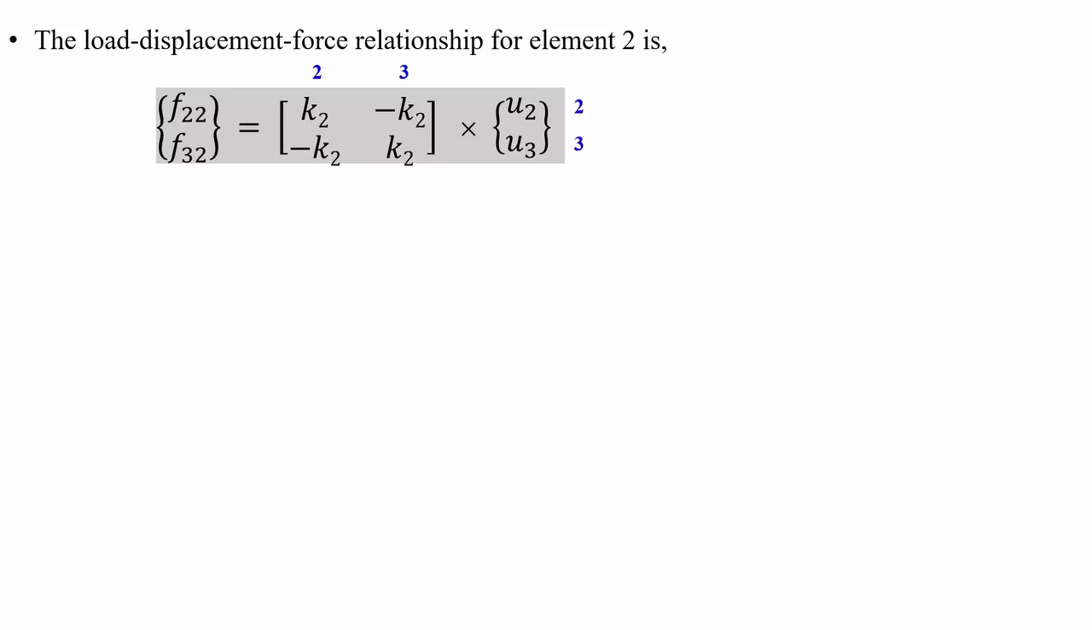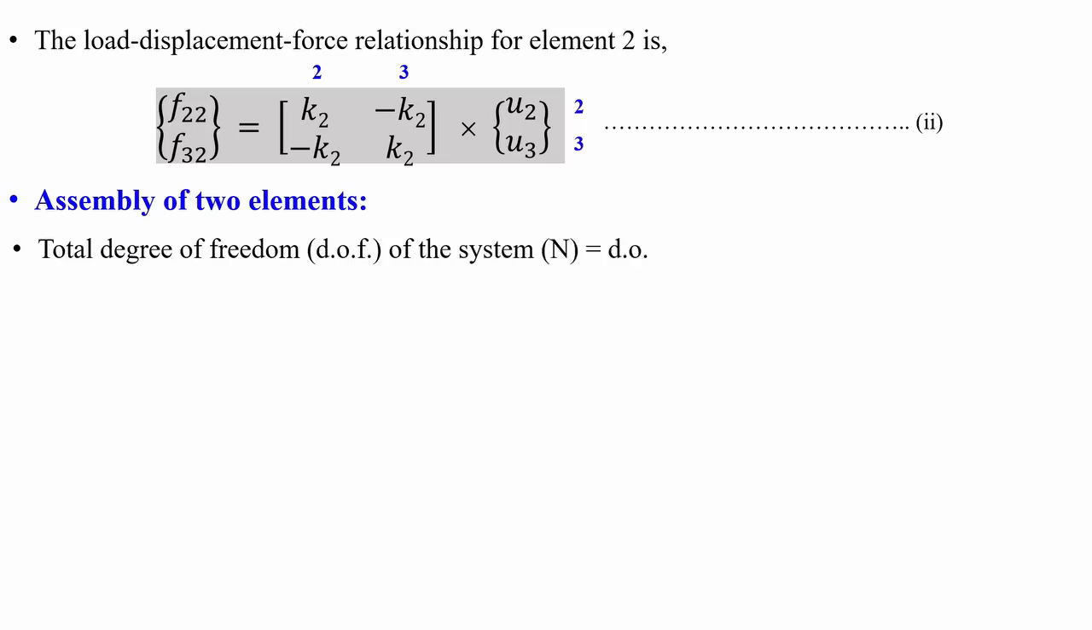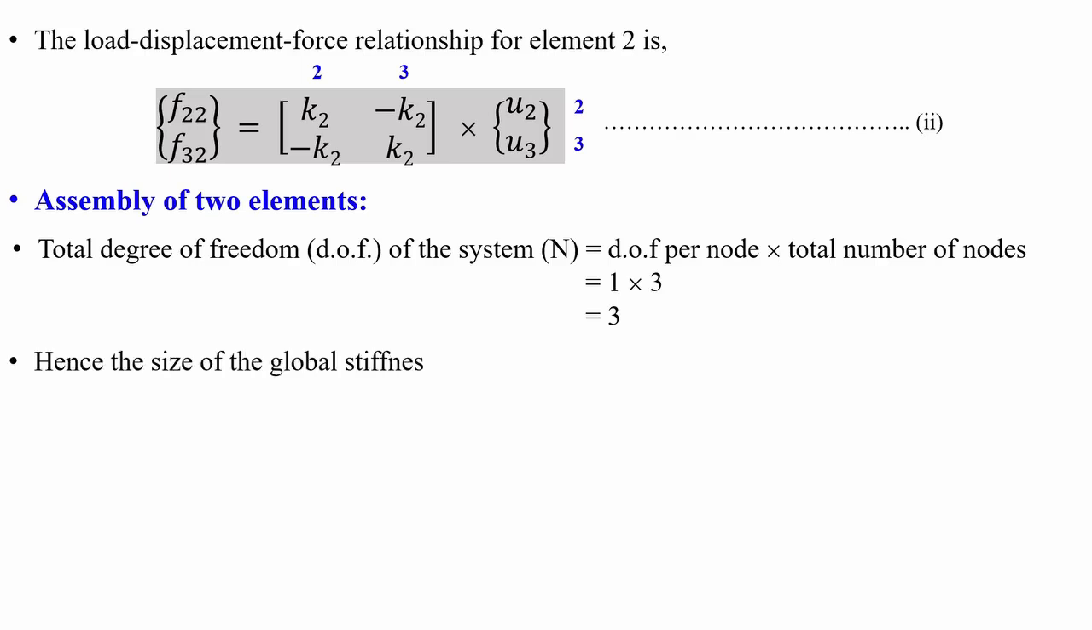Let us now see the assembly of these two elements. The total degree of freedom of the system, n, will be the DOF per node multiplied by the total number of nodes. Here we have a one dimensional system, so DOF per node is 1. The total number of nodes is 3. Therefore 1 into 3 gives the total degree of freedom of the system, n equal to 3. Therefore the size of the global stiffness matrix will be 3 by 3.